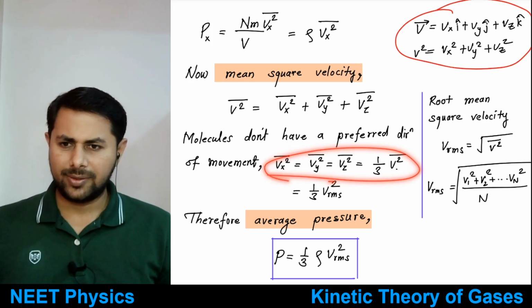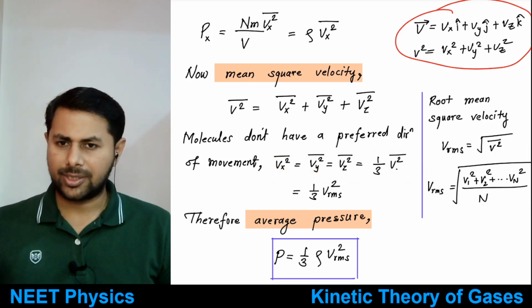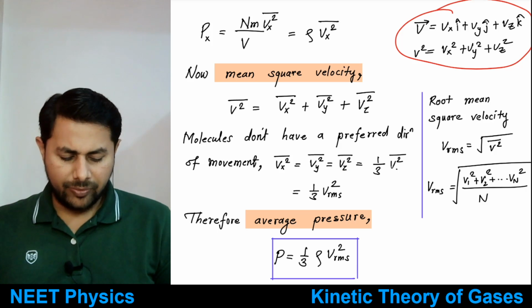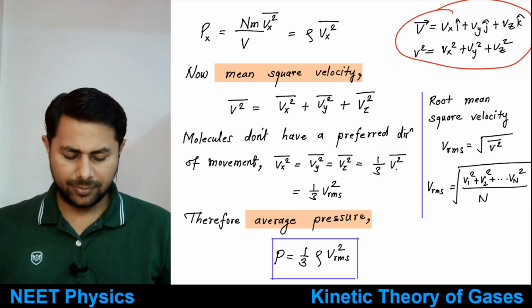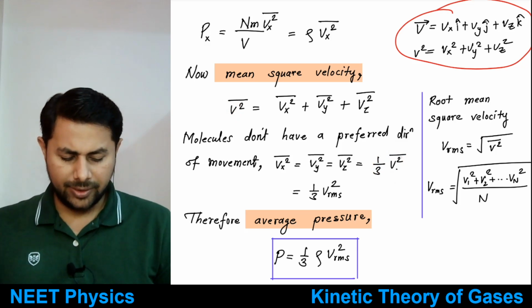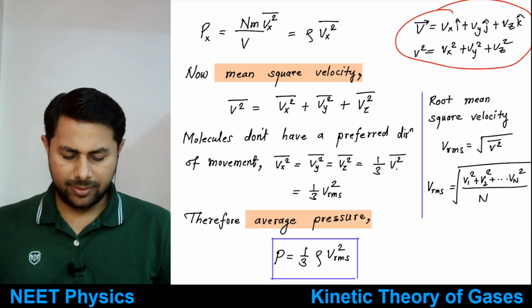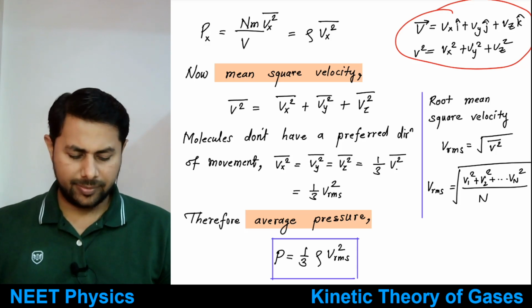Is this thing clear? So what we can say is mean squared velocity in x direction is equal to mean squared velocity in y direction, and it is equal to mean squared velocity in z direction, and it is equal to 1/3 of v square bar. Sorry, 1/3 of v square bar. Is this thing clear?